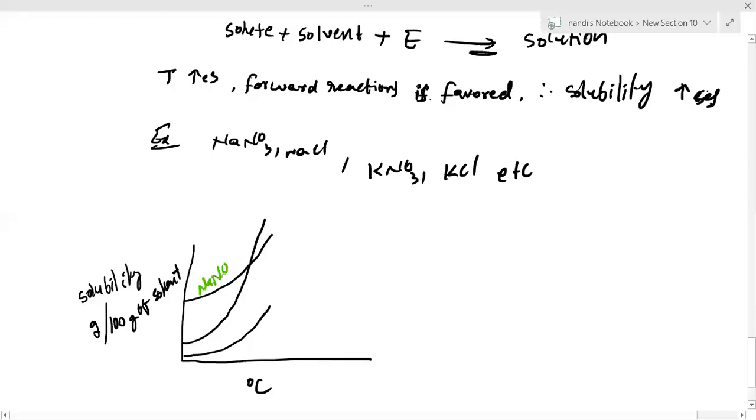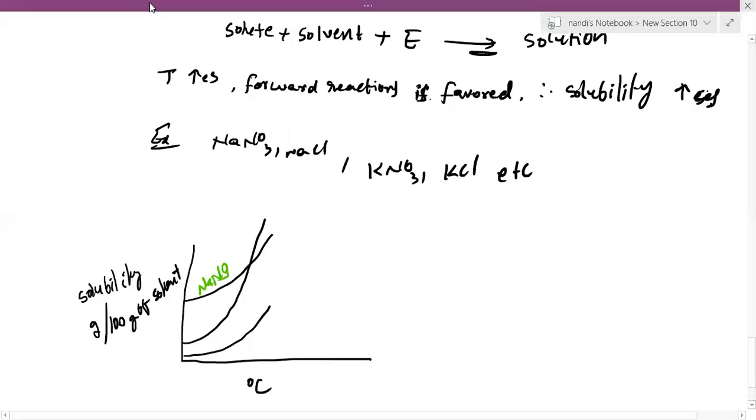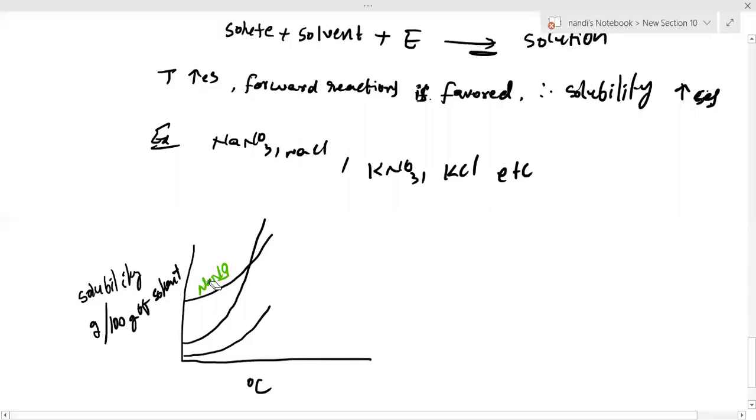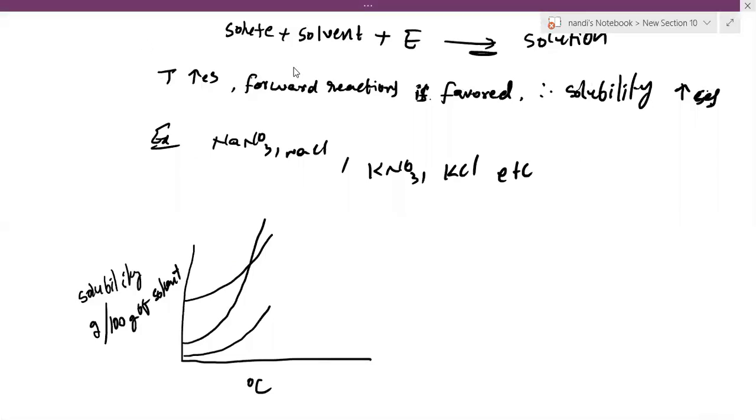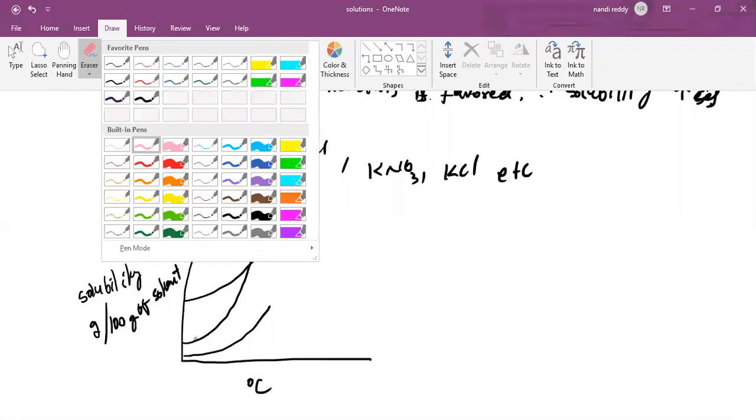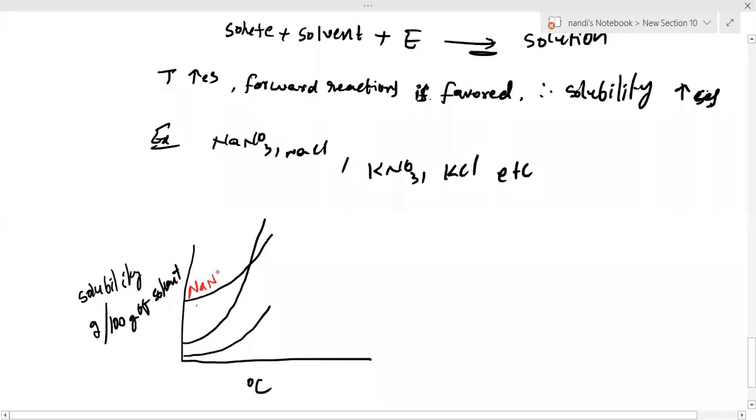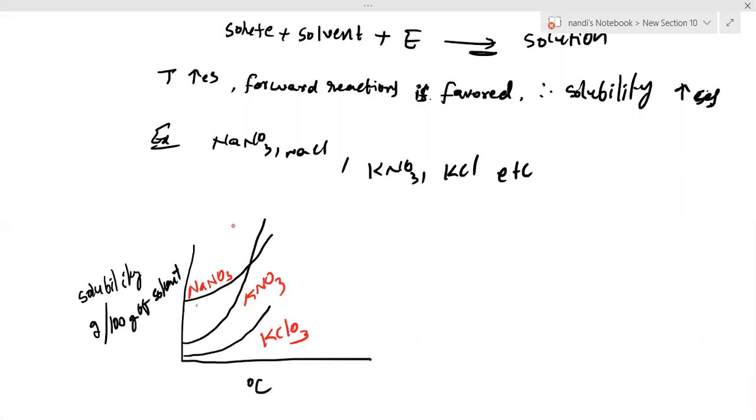NaNO3, KNO3, KClO3. All these are endothermic reactions. By increasing temperature, solubility increases. That's why these graphs show a positive reaction. Check it. Please note down.